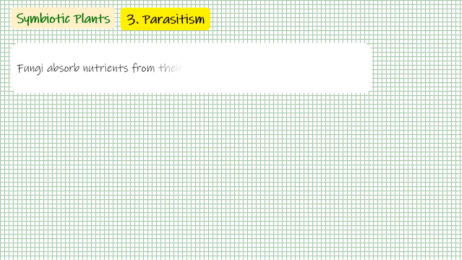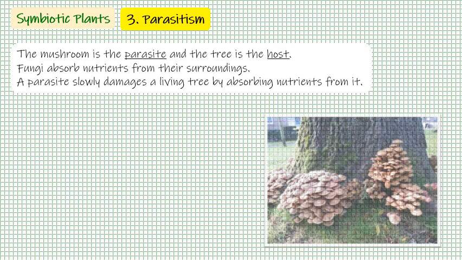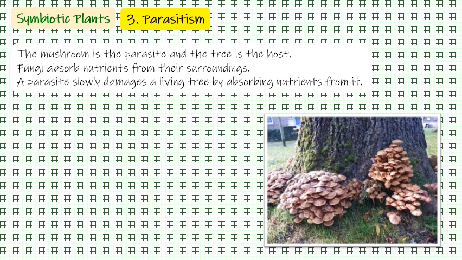Unlike green plants, fungi or mushrooms cannot produce their own food. Instead, they absorb nutrients from their surroundings. So, the mushroom is the parasite and the tree is the host. Let me show you the pic. A parasite is an organism drawing nutrients from a living host. It is harming the host. The mushroom is the parasite. It is taking, stealing, drawing some or all of the nutrients of the host, in this case, the tree.